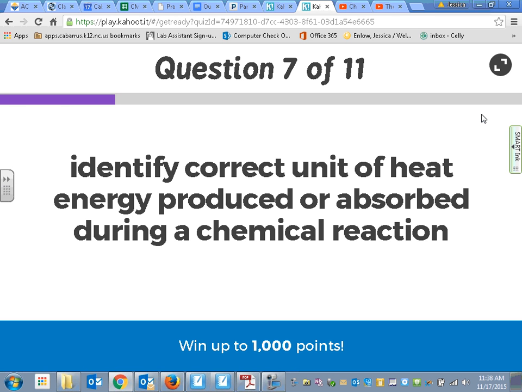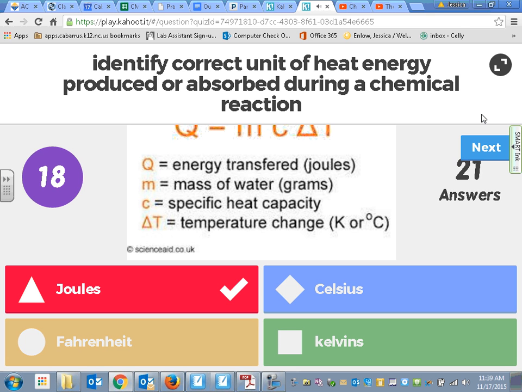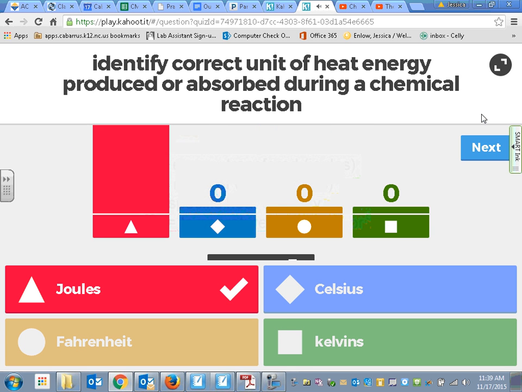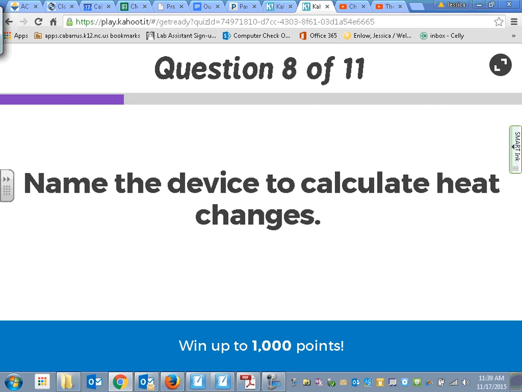Identify the correct unit of heat or energy produced or absorbed during a chemical reaction. Just units. Answers on the board. See? It did say it right there for you. I'm not going over that one. Name the device to calculate heat changes. Device. Don't screw up, guys.